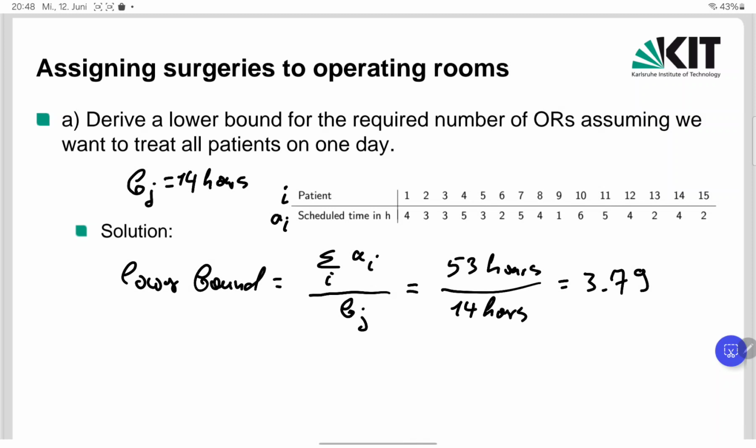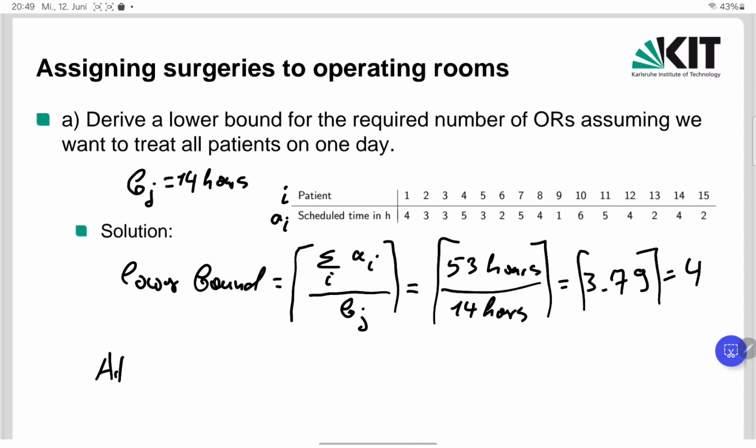Okay, and this would give us 3.79. Because we cannot have a continuous number of operating rooms, we need an integer, and this is why we use the ceiling function, where we round up the number to the next integer, which would be in our case 4. Okay, so we would need at least 4 operating rooms if we want to treat all patients on one day. Okay, and we have 4 operating rooms. Okay, let's see if we can use them.